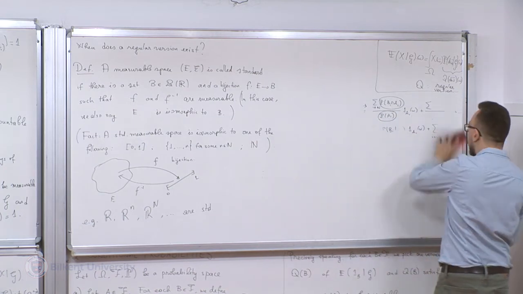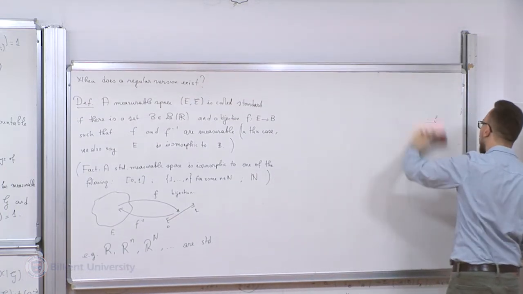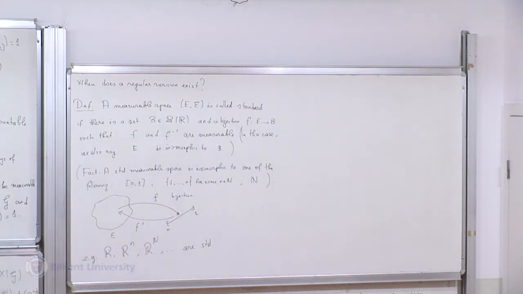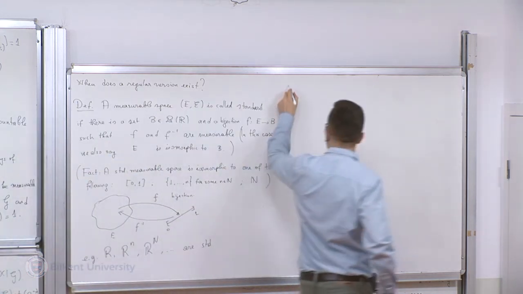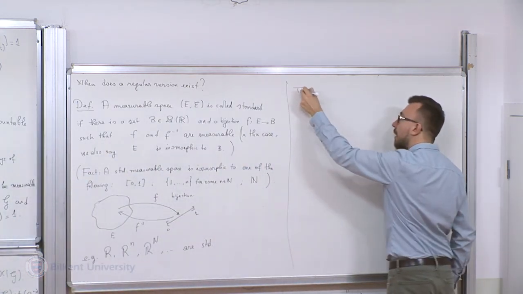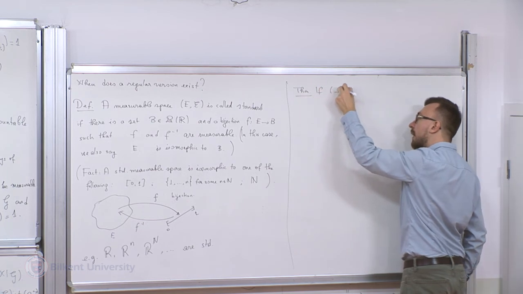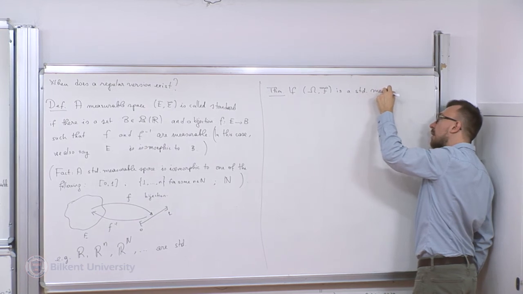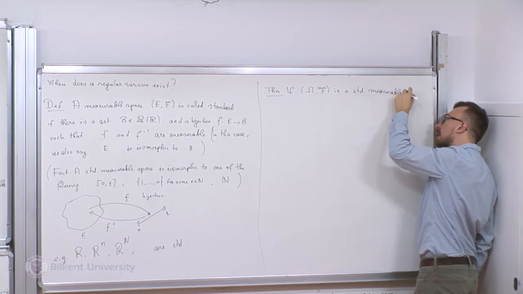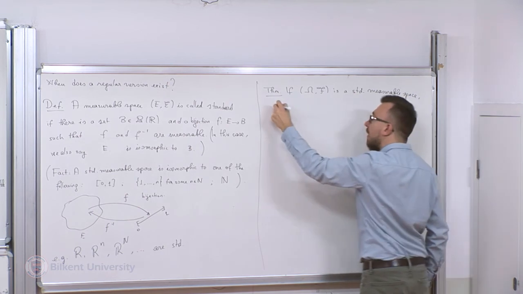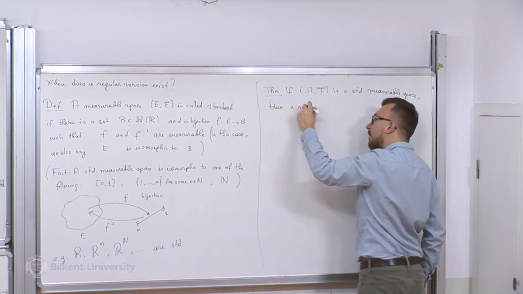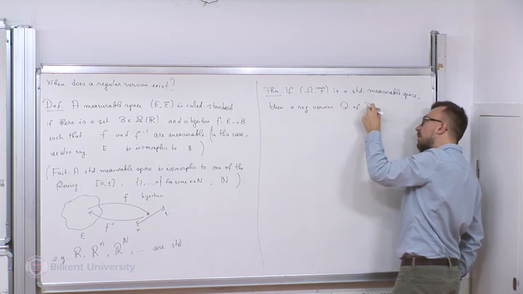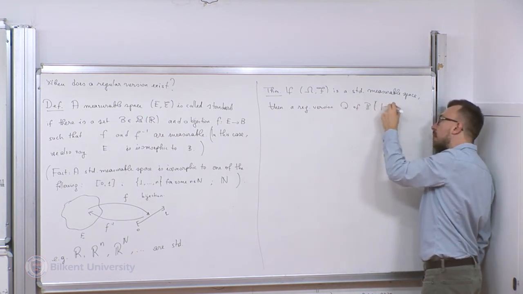Okay. So, of course, why do we talk about that? That's going to be the punchline. So why do we talk about that? Theorem: if (Omega, F) is a standard measurable space, then a regular version Q of the conditional probability exists.